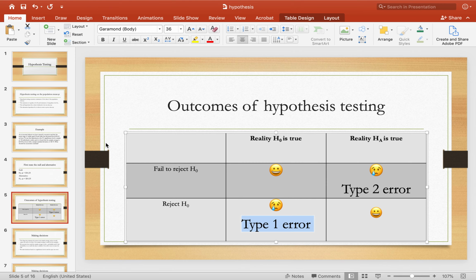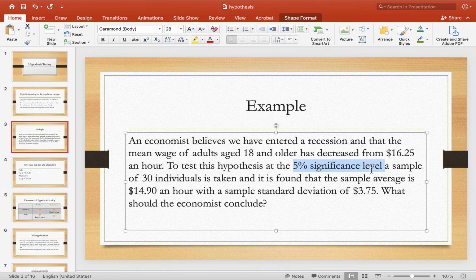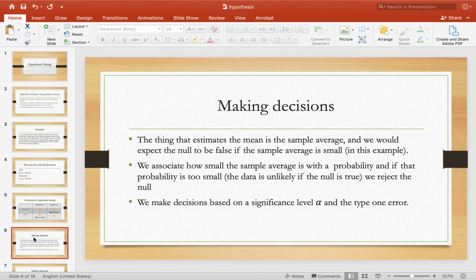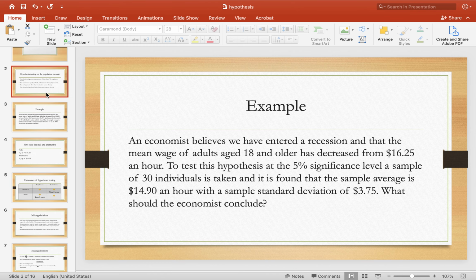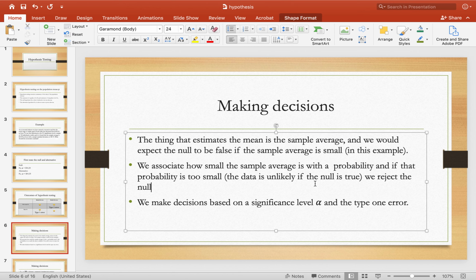In this instance, it's called the significance of the test, and that is 5%. That's what we're going to call alpha. Okay, so when we're making decisions, we would expect that the null hypothesis would be false if the sample average is small. So we're saying here the population hourly salary is $16.25, and we'd see evidence in favor of the alternative that it's less if the sample average is small, less than $16.25 an hour. How much less we need to use a calculation of probability to determine.